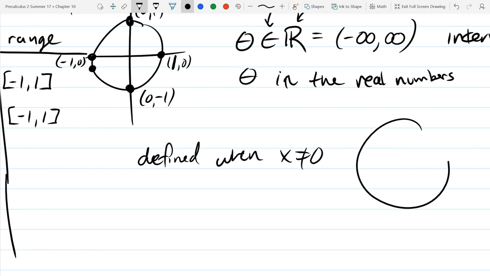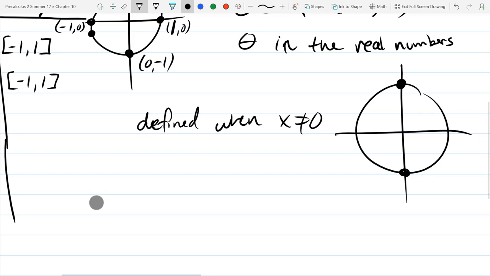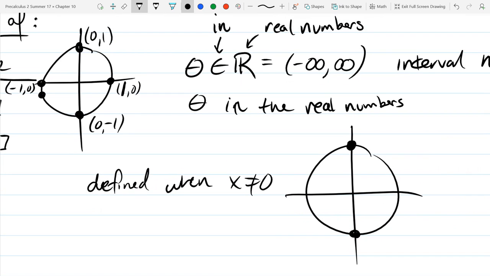So what we're going to do is basically force x to be 0. Where does that put us on the unit circle? There's two places that x is 0. It's going to happen right here, at pi over 2, and if I go this way, 3 pi over 2.